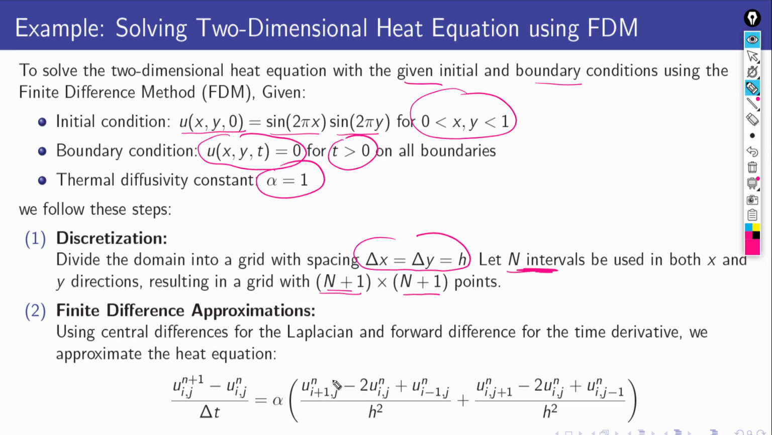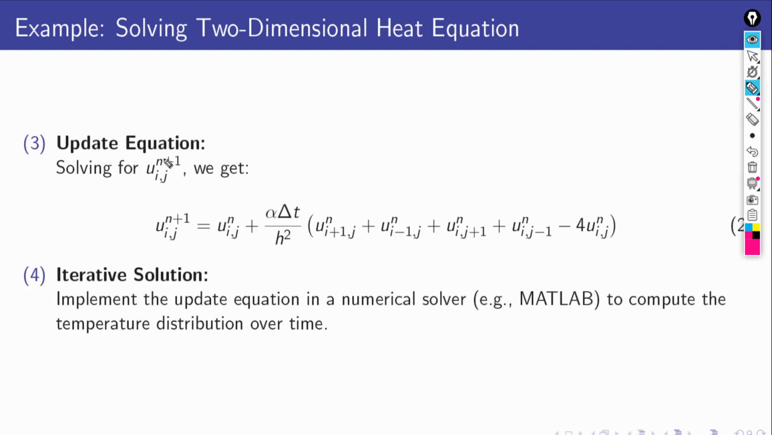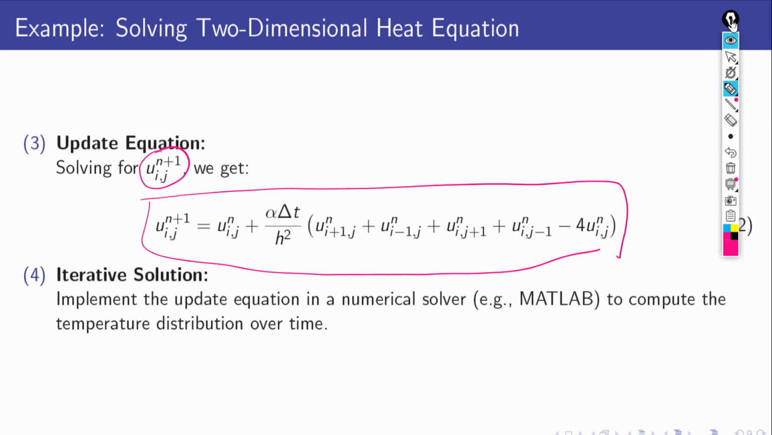Alpha times (u^n_(i+1,j) - 2u^n_ij + u^n_(i-1,j)) over h squared plus (u^n_(i,j+1) - 2u^n_ij + u^n_(i,j-1)) over h squared. We need to update this equation for the expression u^(n+1)_ij, which will be on the next slide. So here you can see the updated equation for u_ij^(n+1), which is equal to this equation number 2.